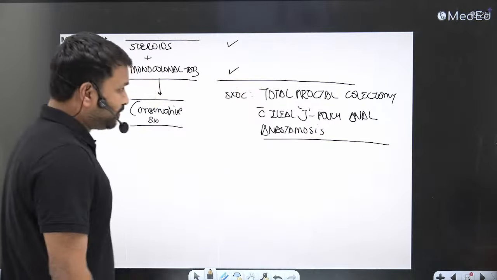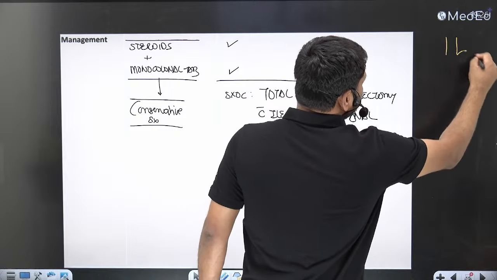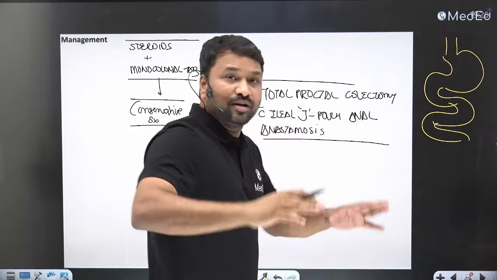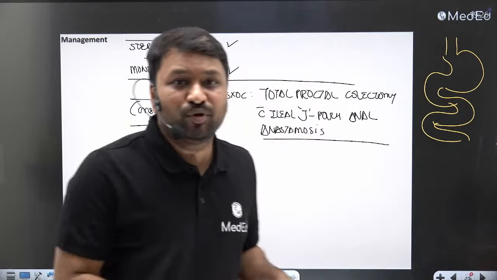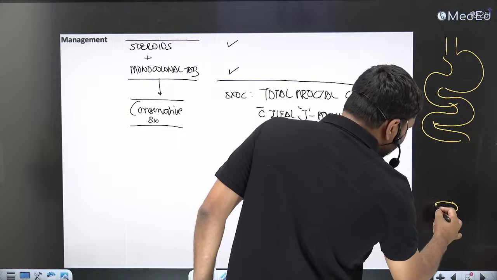With ileal J pouch anastomosis. What do you mean by this? This is the esophagus, this is the stomach, this is the duodenum, this is the small intestine. We have removed the entire colon. I have removed the colon along with the rectum. So what am I left with? I'm only left with the anal canal, which is present.